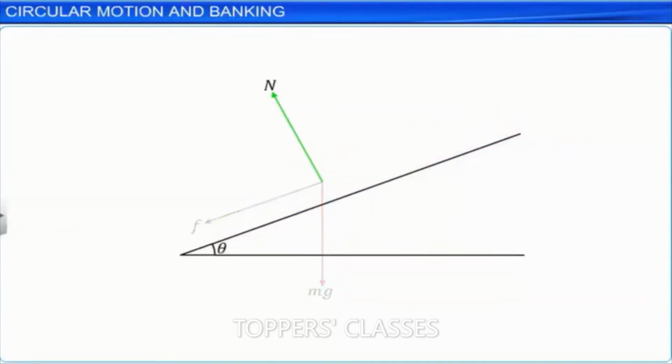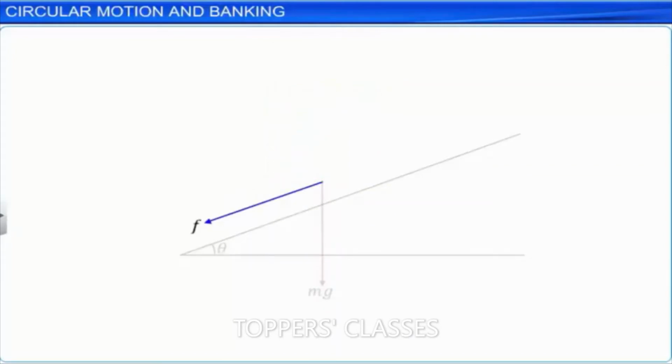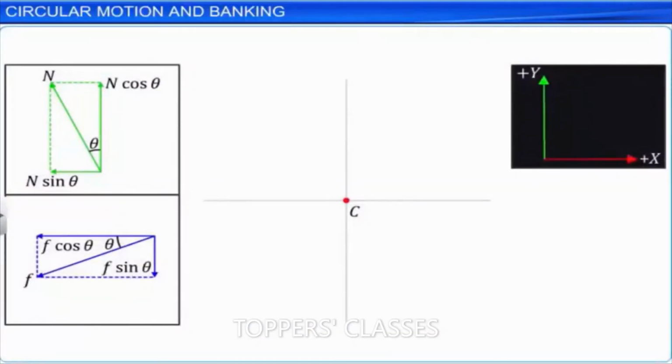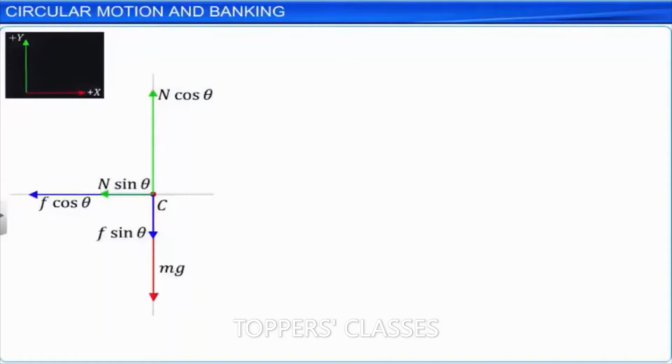We can resolve the normal reaction, N, into its horizontal component, N sin theta, and vertical component, N cos theta. Similarly, the frictional force, F, can be resolved into its horizontal component, F cos theta, and vertical component, F sin theta. We can represent all the components of all the forces at a point C, along with the weight mg as shown. As there is no motion of the car in the vertical direction, the net force acting along the y direction is equal to 0, or N cos theta minus mg minus F sin theta is equal to 0.